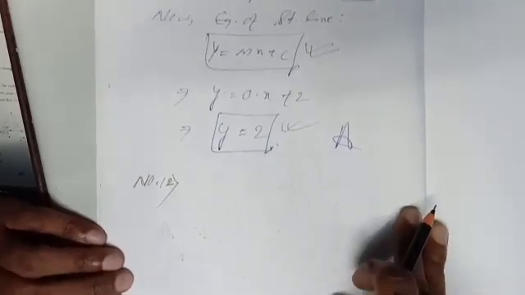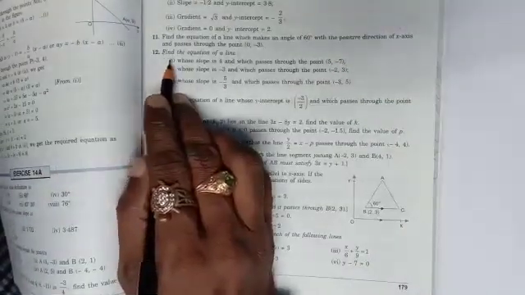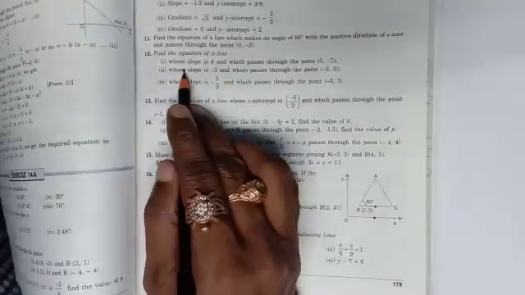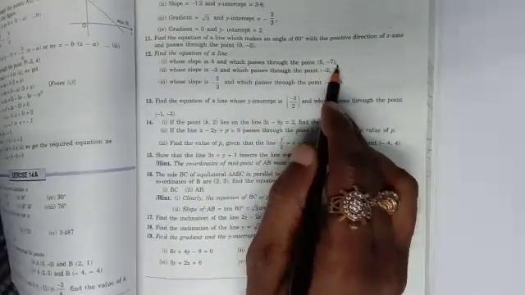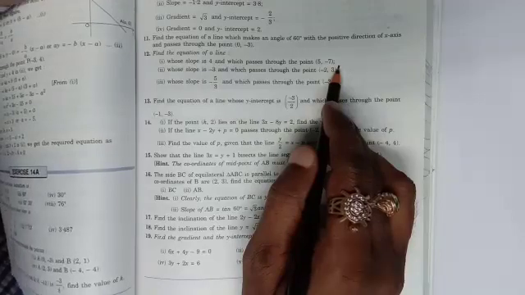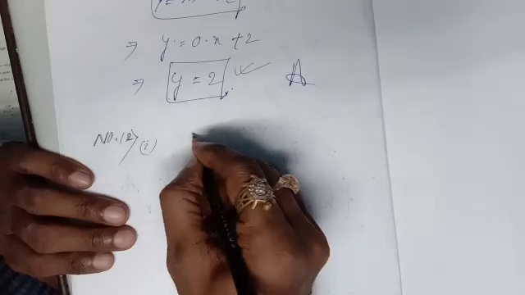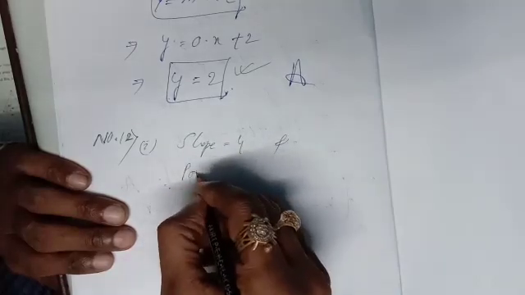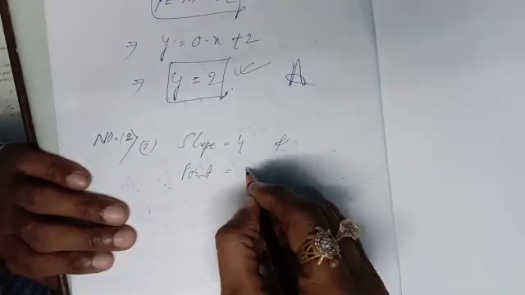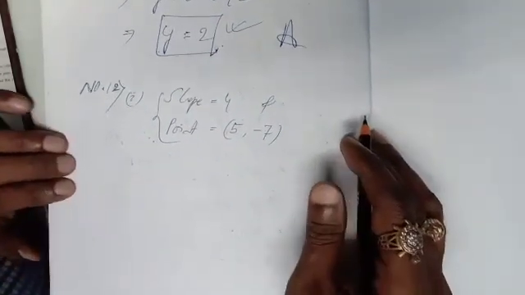And question number 12 I am doing. See the question number 12, what is given here. Find the equation of a line whose slope is 4 and which passes through the point 5, minus 7. Slope given, 1 point given, you have to find the equation of the line. Let me write number 12 first part. Slope equal to how much? 4. And 1 point given. What is that point? That is 5 comma minus 7. And you have to find out the equation of the line.